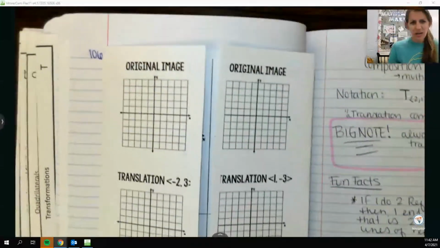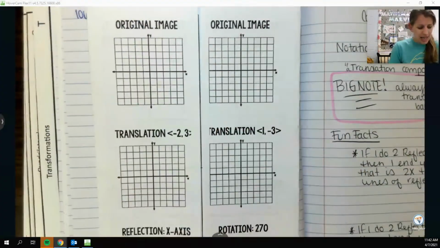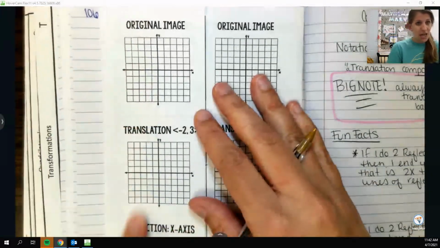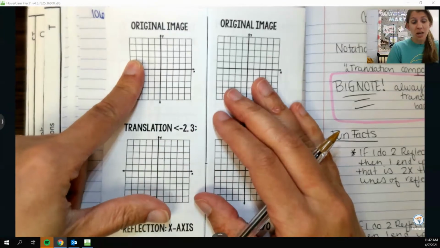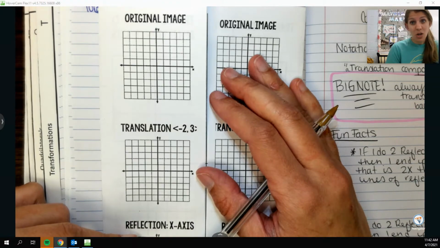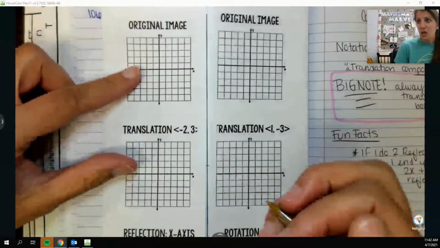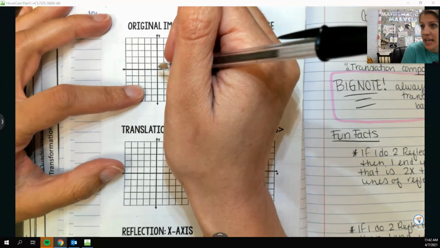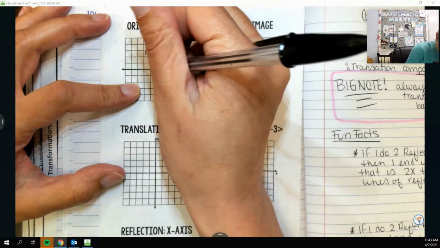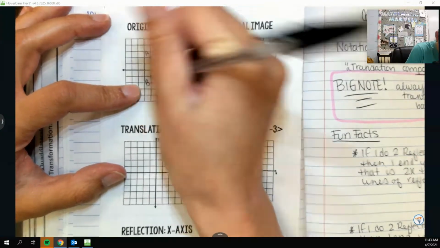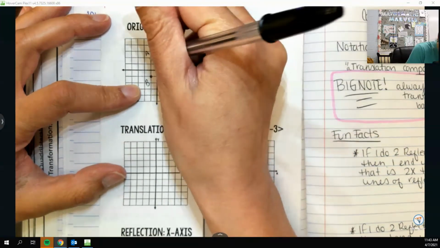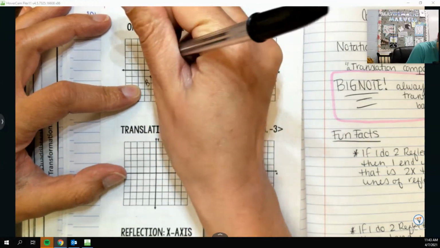Alrighty, so let's just keep going with this one. And guys, we're going to take it step by step here. So if I take a look at this first side on the left here, we're going to start with an original image, then we're going to translate it, then we're going to reflect it. So it's not written out in notation, we're just going to do it. So let's say we start with the triangle ABC, where A is at -1, 2, B is at -1, -1, and C is at 4, -1 right here.